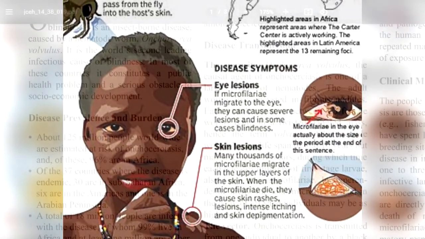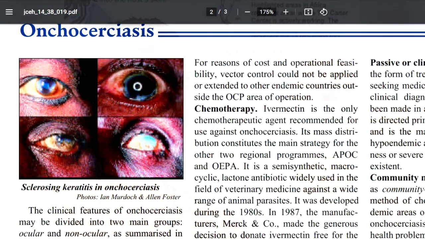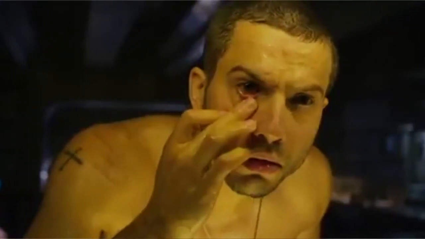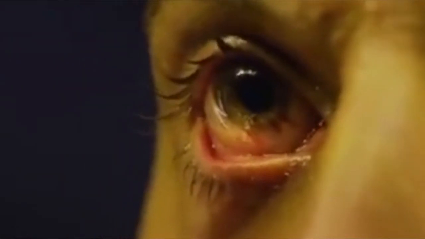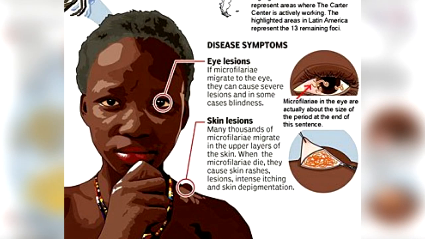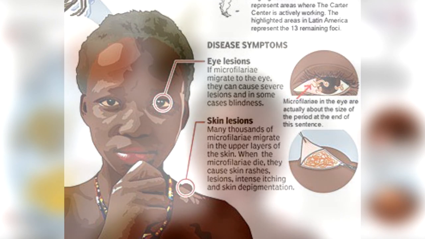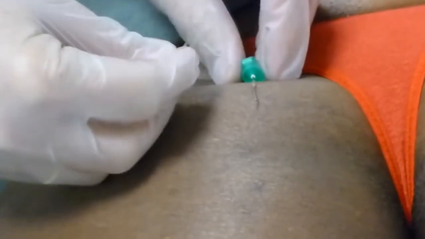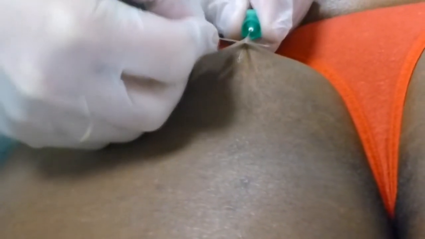As you already know by now, the two most common disease symptoms include eye lesions and skin lesions. Eye lesions. If microfilariae migrate to the eye, they can cause severe lesions and in some cases blindness. And which is really disturbing, you can actually see live microfilariae in the eye, worms moving in the eye. Skin lesions. Many thousands of microfilariae migrate in the upper layers of the skin. When the microfilariae die, they cause skin rashes, lesions, intense itching, and skin depigmentation. Nodules on the skin are frequently used for microscopic diagnosis. The technique is called skin snip.